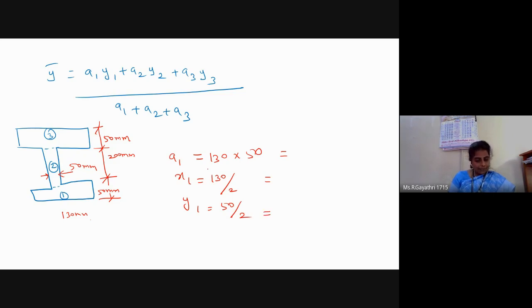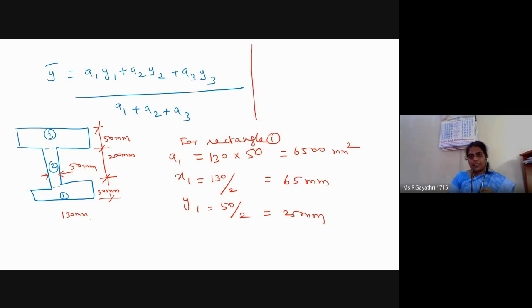A1 value, 130 into 50, 13 into 5, 65, so 6500 mm square. X1 value 65 mm. Y1 value 25 mm for rectangle 1.